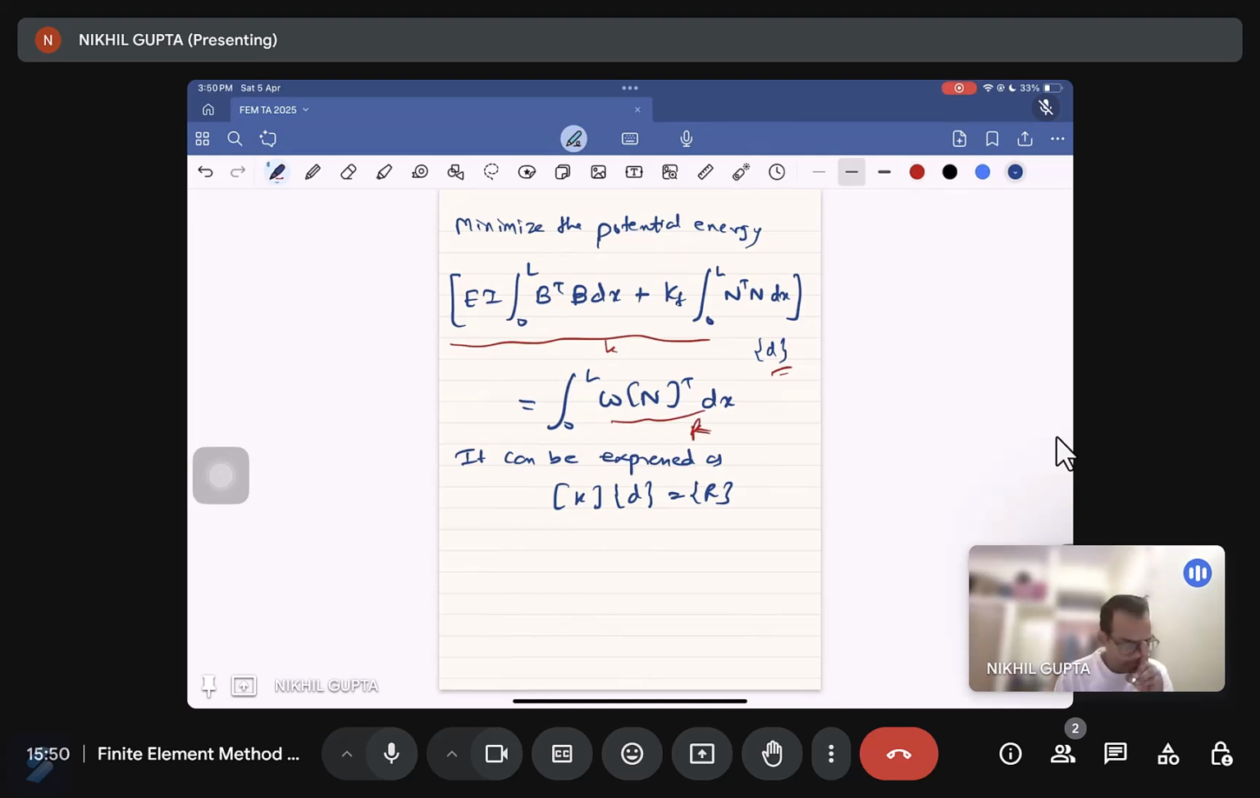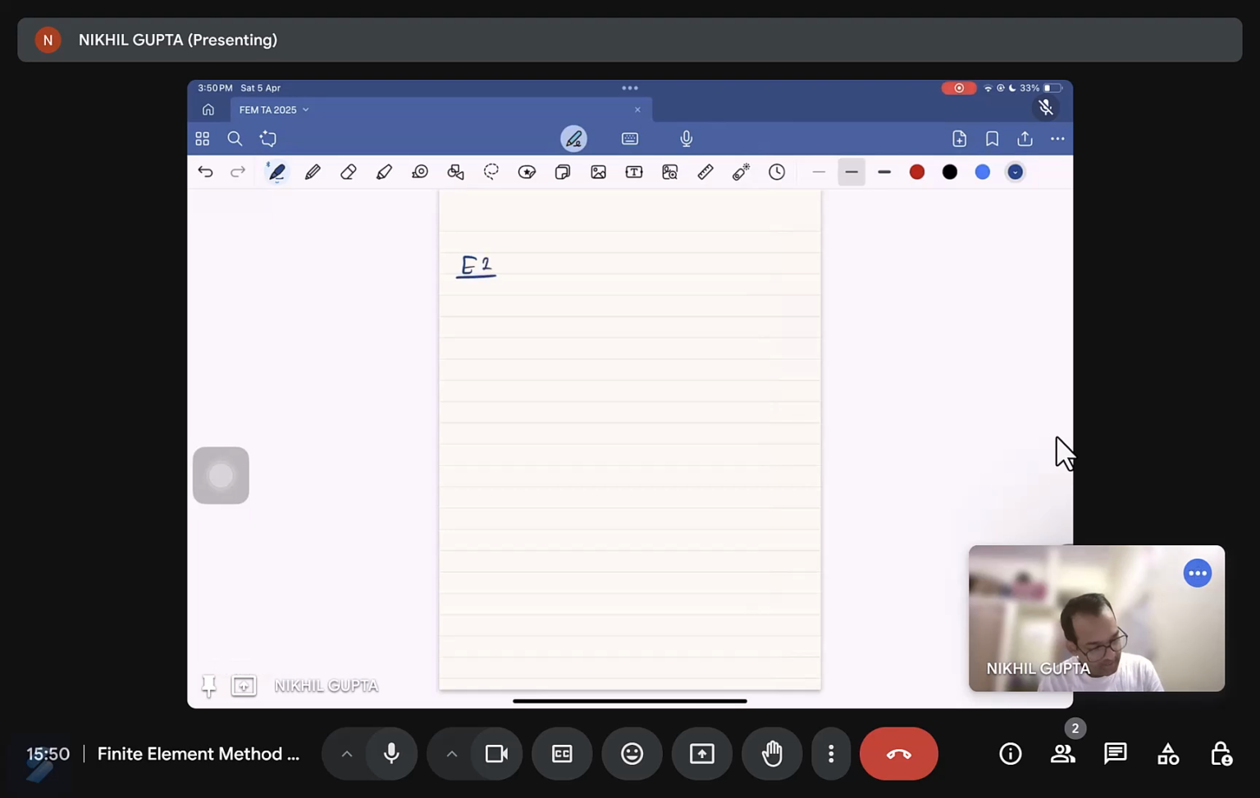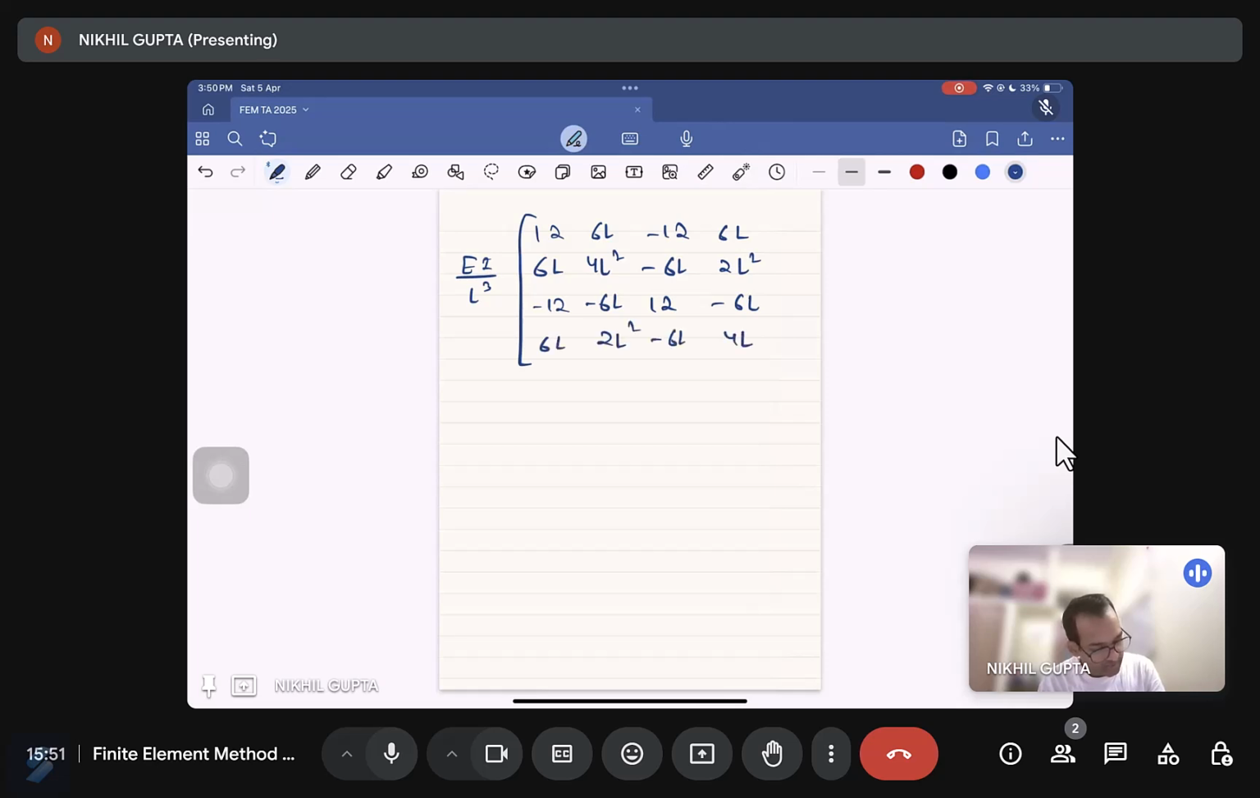Okay, so one by one, let's take the terms. The first is EI integral 0 to L B transpose B dx. So the representation of the K matrix will be EI by L cube times: 12, 6L, minus 12, 6L; 6L, 4L square, minus 6L, 2L square; minus 12, minus 6L, 12, 6L; 6L, 2L square, minus 6L, 4L square.